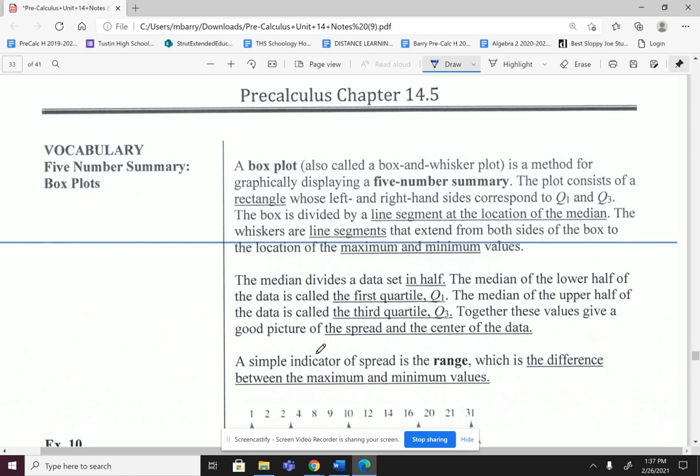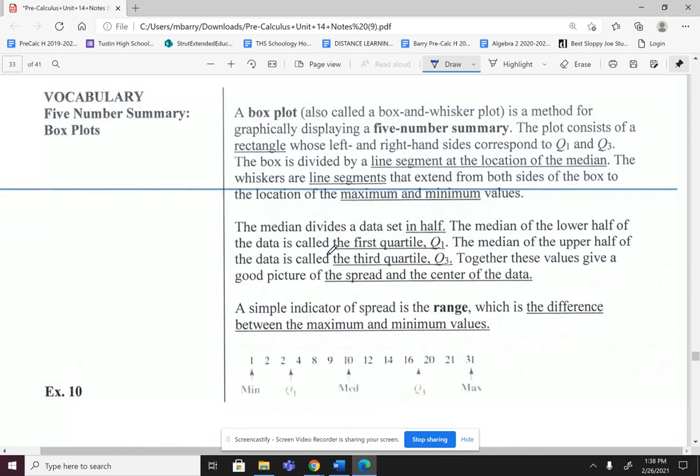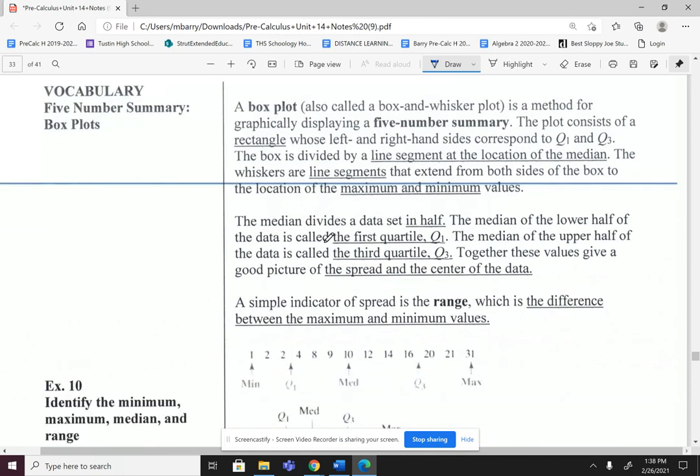All right, next up, we're going to talk about 5-number summary and box plots. So a box plot, which is also called a box and whisker plot, is a method for graphically displaying 5-number summary. The plot consists of a rectangle whose left and right-hand sides correspond to Q1 and Q3, which we'll talk about later. And the box is divided by a line segment at the location of the median, and then the whiskers are the line segments that extend to the max and the min values, okay?